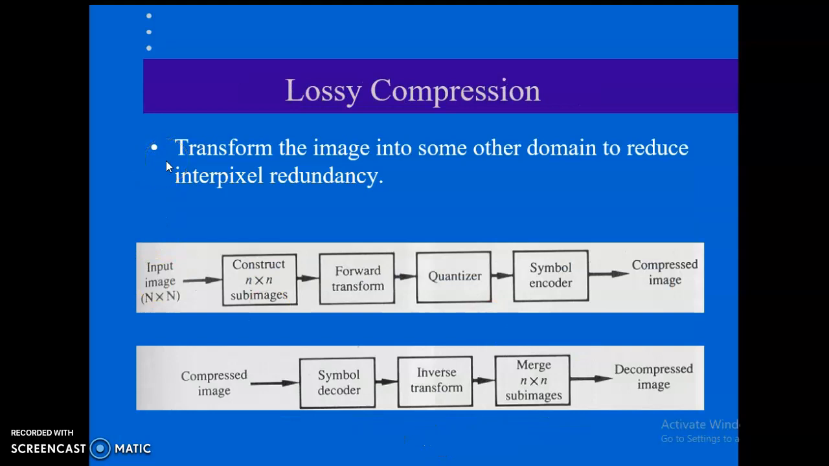Lossy compression: transform the image into some other domain to reduce interpixel redundancy. Input image n cross n, construct n cross n subimages, forward transform, quantizer, symbol encoder, compressed image. Then the compressed image goes to the symbol decoder, inverse transform, merge the n cross n subimages, to give the decompressed image.